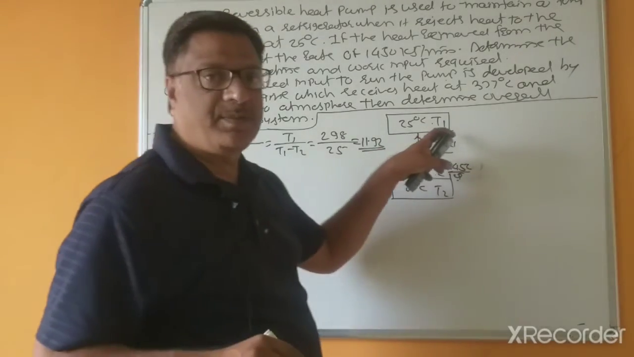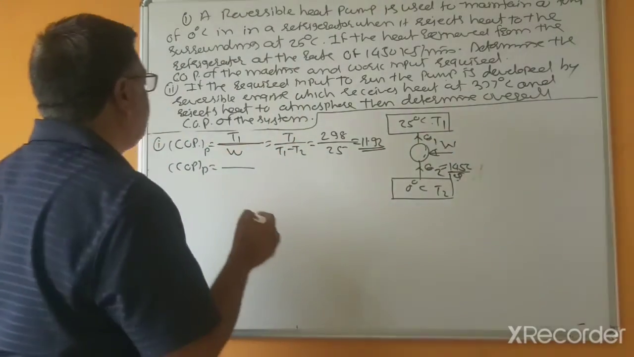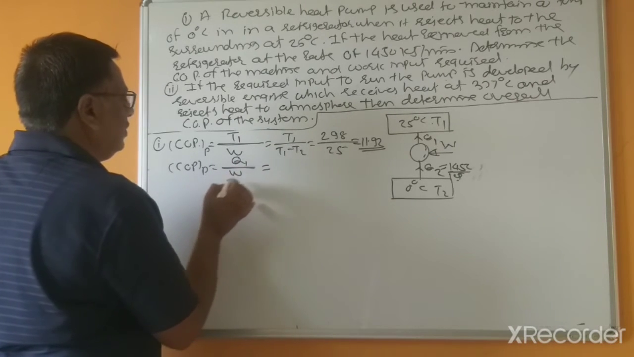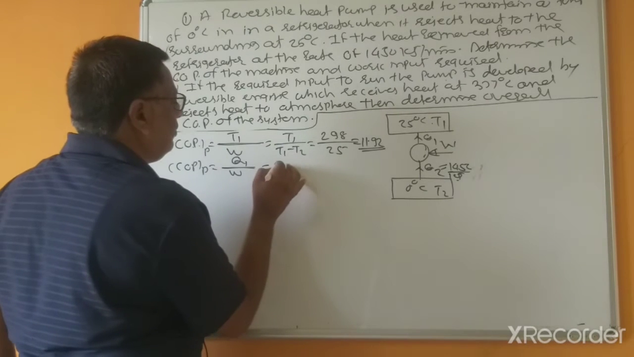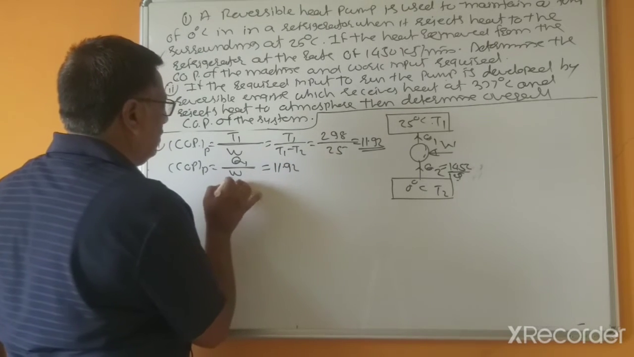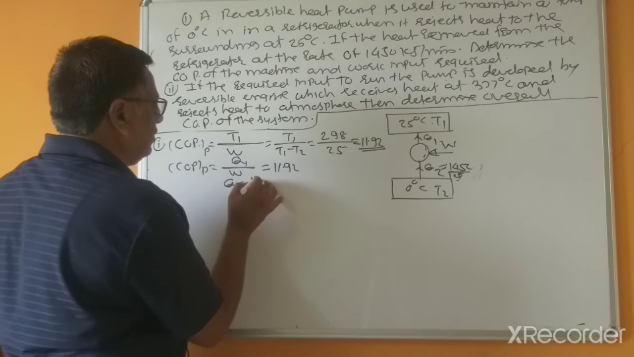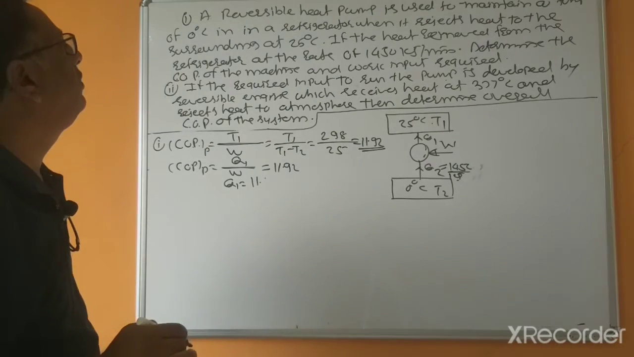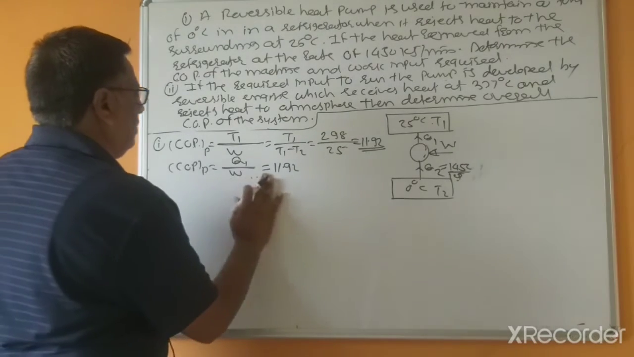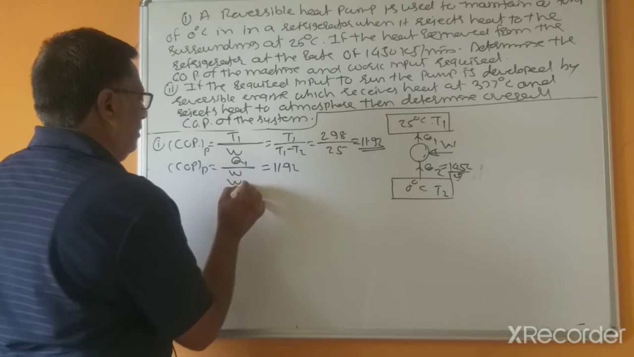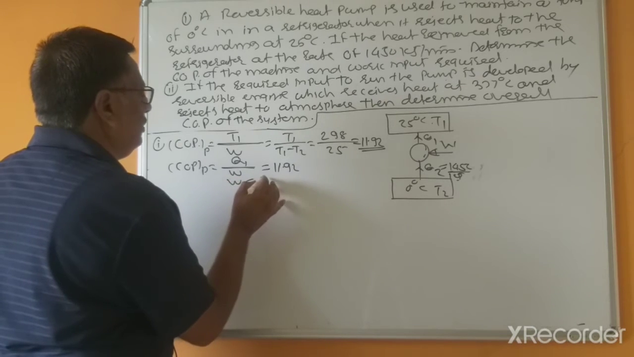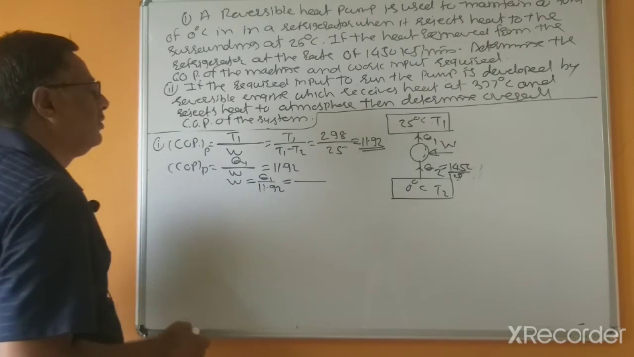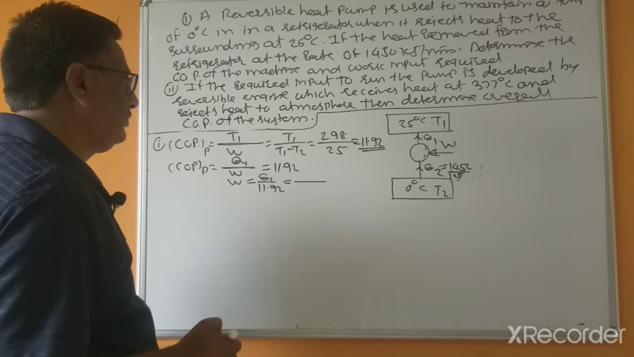So what are we supplying? Yes, Q1, this is the output. Q1, and what are we spending? W. So that's why, and this is equal to 11.92. Q1 equal to, sorry, what is to be calculated? Work input. And this is W equal to Q1 divided by 11.92.